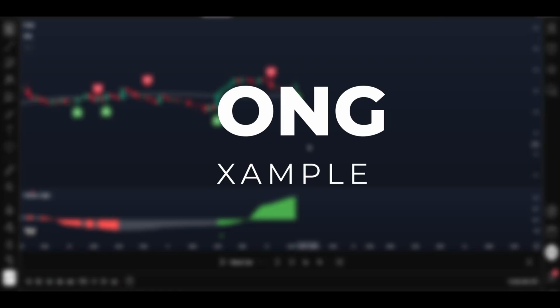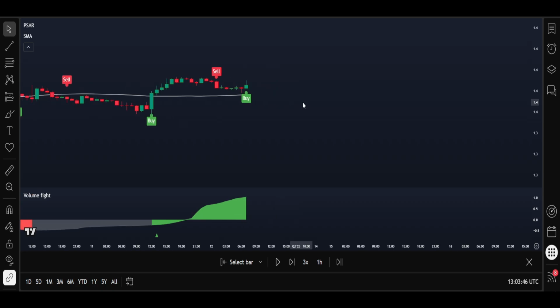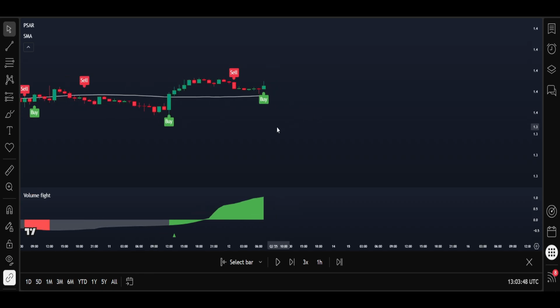Long example. Let's walk a long example so you can see the flow. Price breaks above the 60 MA and holds for a few bars. A shallow pullback respects the moving average from above. The next push builds, and volume fight turns green with the histogram above zero, showing bullish participation. On that same candle, the Parabolic SAR prints a buy label. All checks align at the close, so we enter long on the next open.